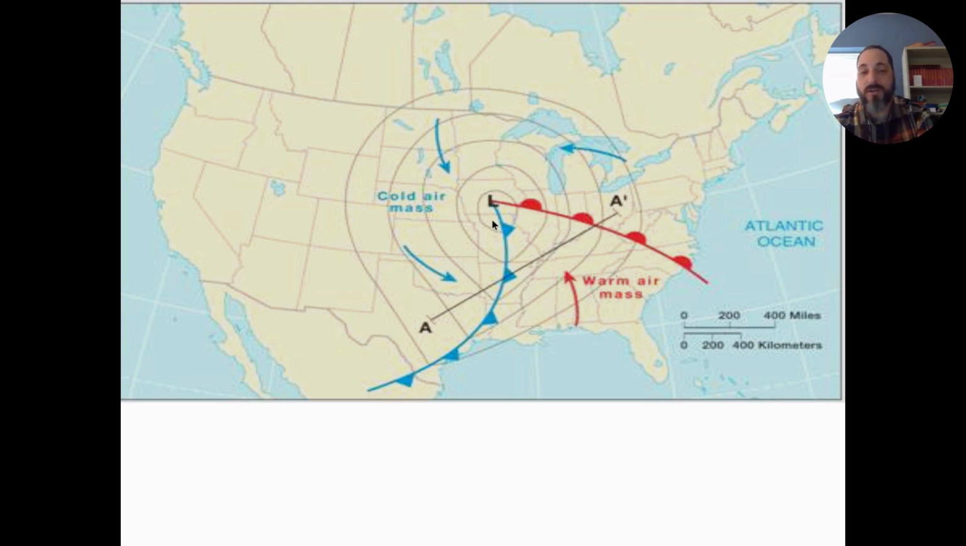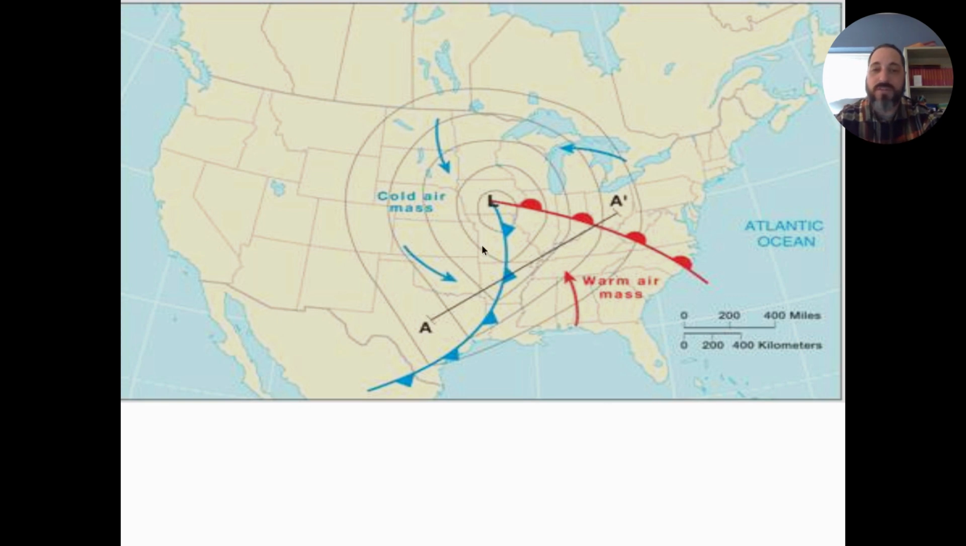Now behind it, in our low, we have our cold front. Our cold front is represented by these triangles, and you can see that's moving towards the east. Now, these two fronts are moving at different speeds, and eventually this cold front is going to catch up to the warm front. We've got warm air trapped in between, and that's going to form a different type of front called an occluded front.